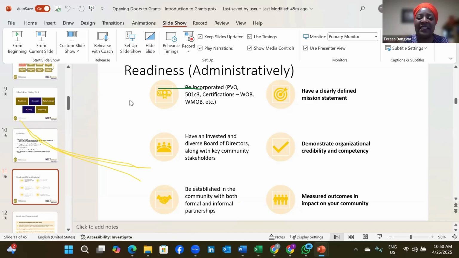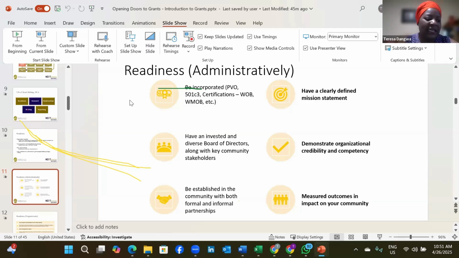Do you have an invested and diverse board of directors along with key community stakeholders? Who is your team? Who is on your team? So most people struggle with identifying a board of directors. It's a whole training of identifying board members and having your board understand their responsibility.